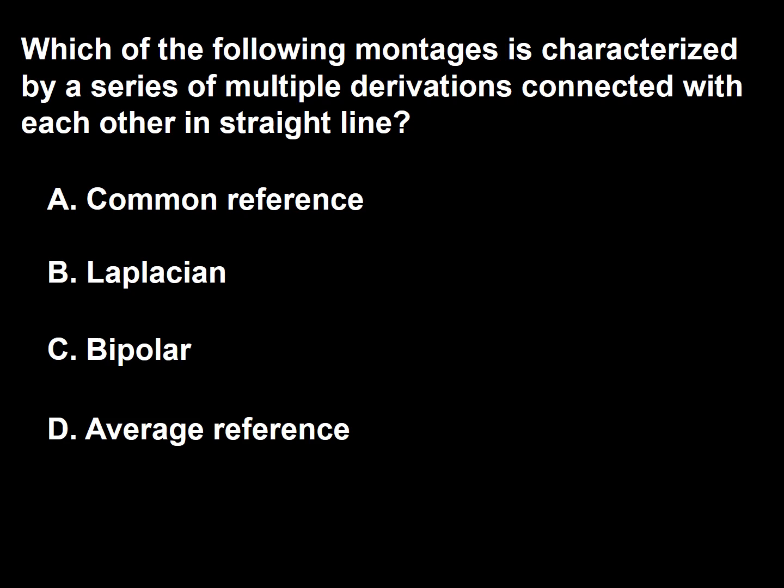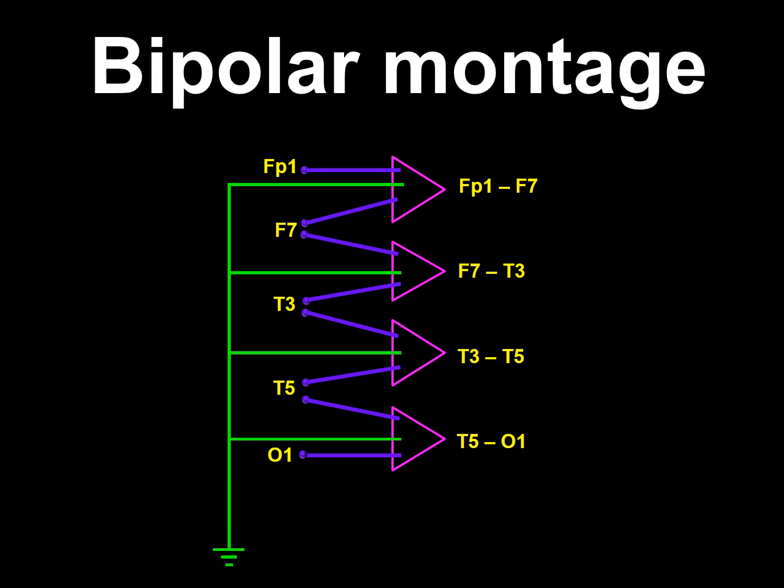First question: which of the following montages is characterized by a series of multiple derivations connected with each other in a straight line? A. Common reference. B. Laplacian. C. Bipolar. D. Average reference. A bipolar montage consists of a series of multiple adjacent derivations connected in a straight line and arranged in a chain-like fashion, with the electrode going to input 2 of a differential amplifier being the same electrode as the one going to input 1 of the adjacent amplifier.